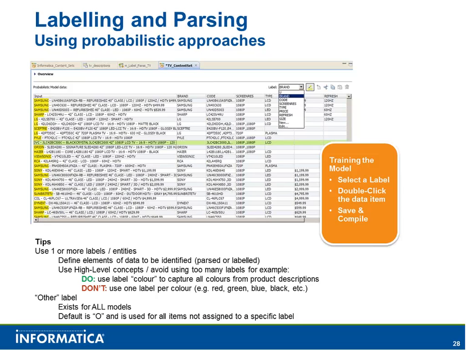So do use a label for color and to accept all the colors for products, but don't use one label per color, etc. In our case above, you wouldn't use different labels for the different types of TV, be it LCD. So you wouldn't have a label called LCD TV, you wouldn't have a label called LED TV. You just have a type and you put all of them into that.